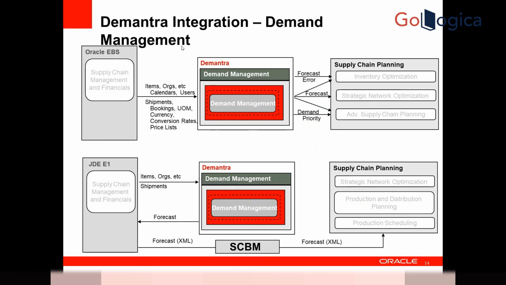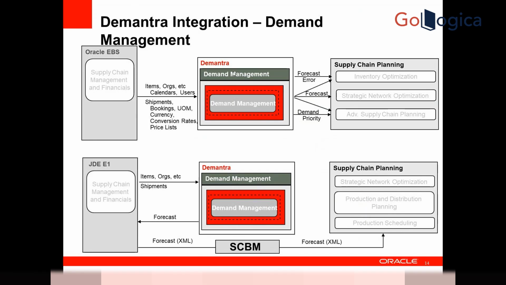For Demantra, you need items, organizations, calendars, shipment history, booking history, and UOM conversions. These are mandatory, but most importantly it is items, organizations, customers, and shipment and booking history. All this data will sit in EBS. Whenever integrating EBS with standard Demantra or ASCP, to pull the data we have a standard program called Collect Shipment History and Booking History, a request set on the EBS side.